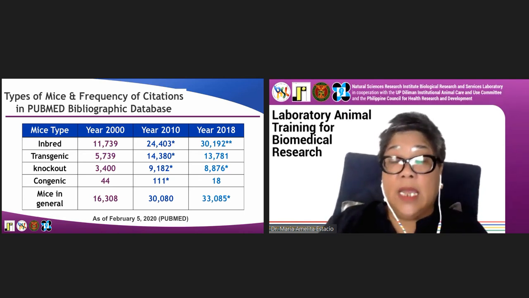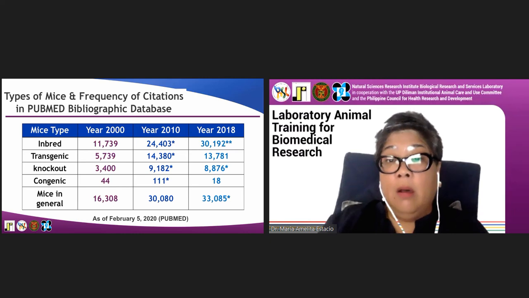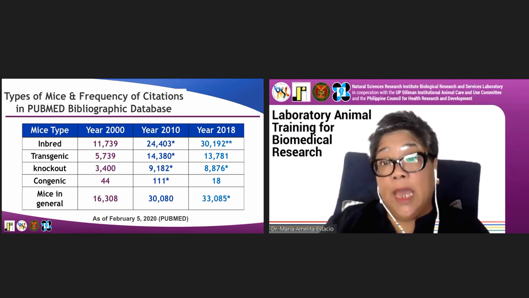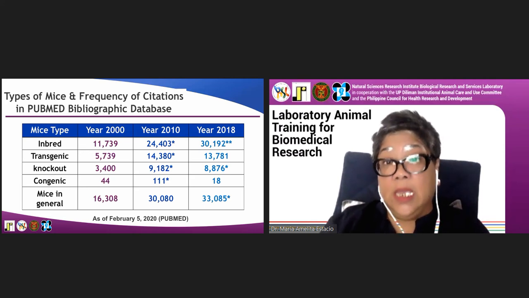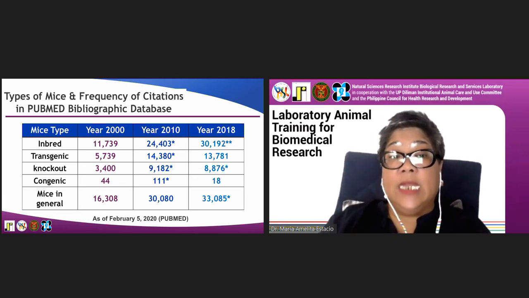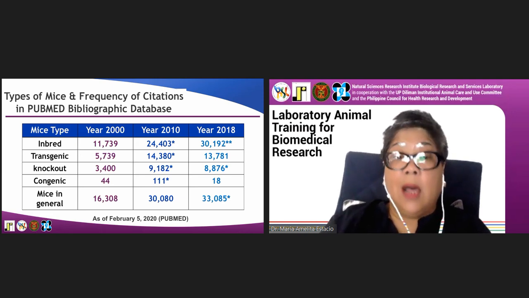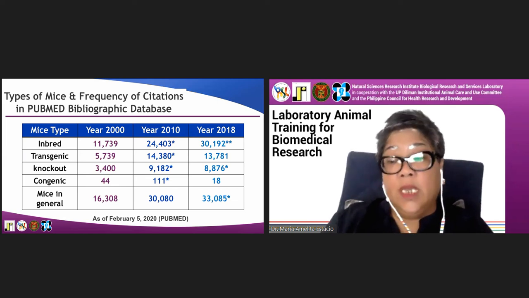Which means that the global usage of laboratory mice for research, specifically biomedical research, has been increasing tremendously for the past decades. And if you look at the data, there's an increasing trend, especially on the use of transgenic or knockout or inbred strains in these particular decades.